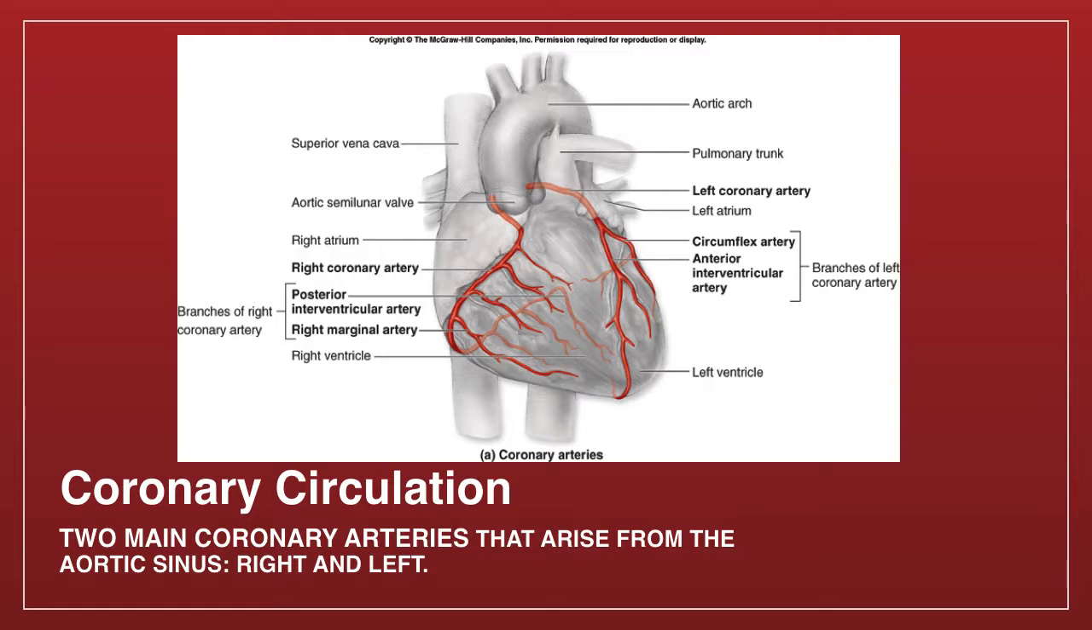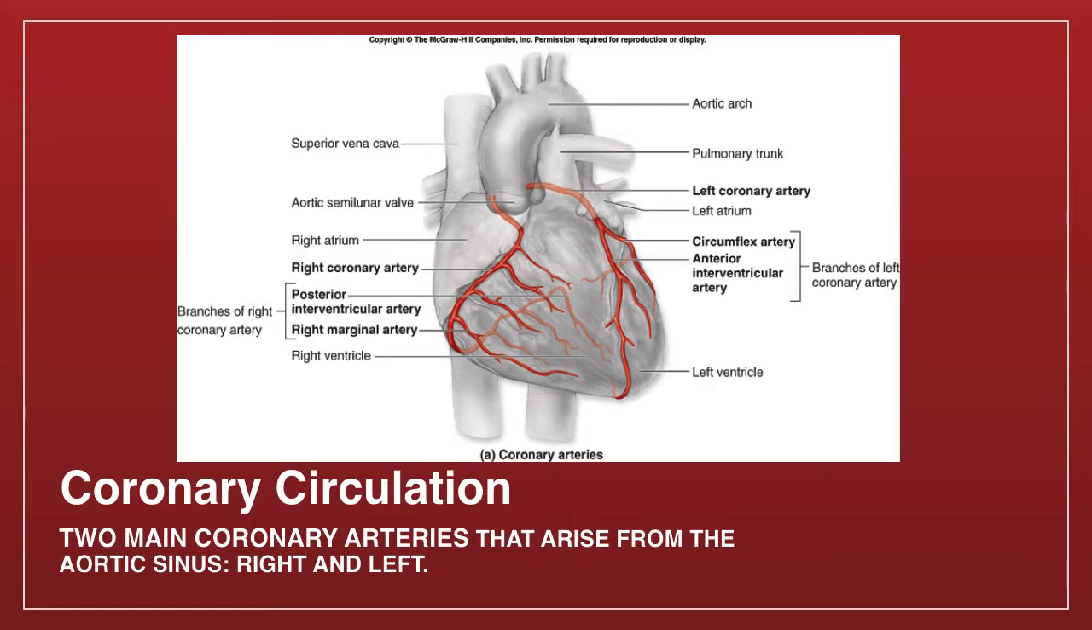This illustration shows the two main coronary arteries that arise from the aortic sinus. Remember that the first oxygenated blood that comes out of the ventricle is going directly to the heart itself. And so if you notice in this depiction, the right side comes off fairly easily and supplies the blood flow to the right side.